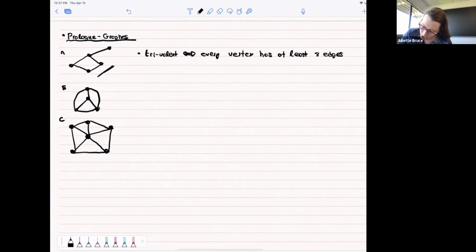So the next notion is genus. The genus of a graph is just the number of holes in the graph.